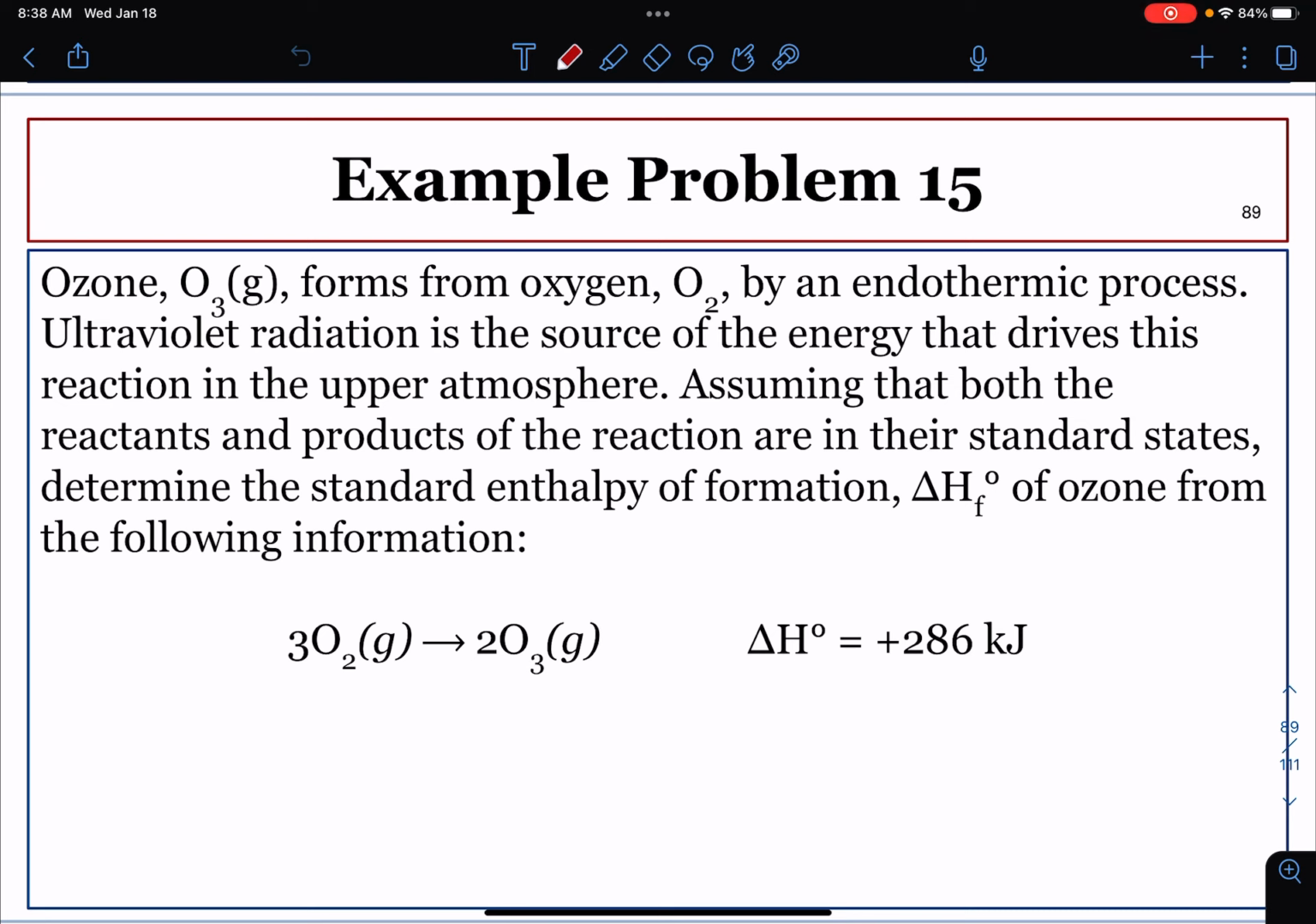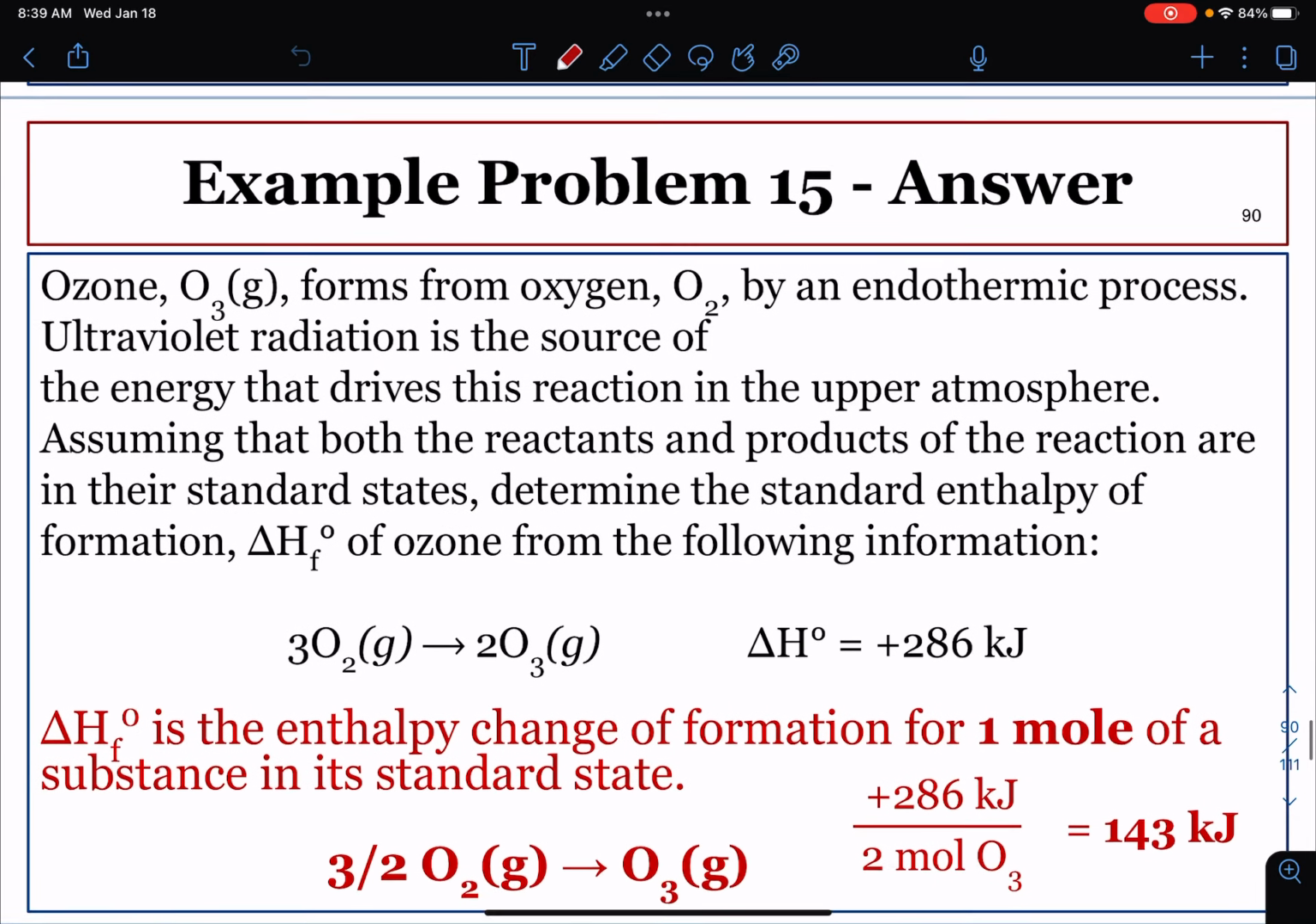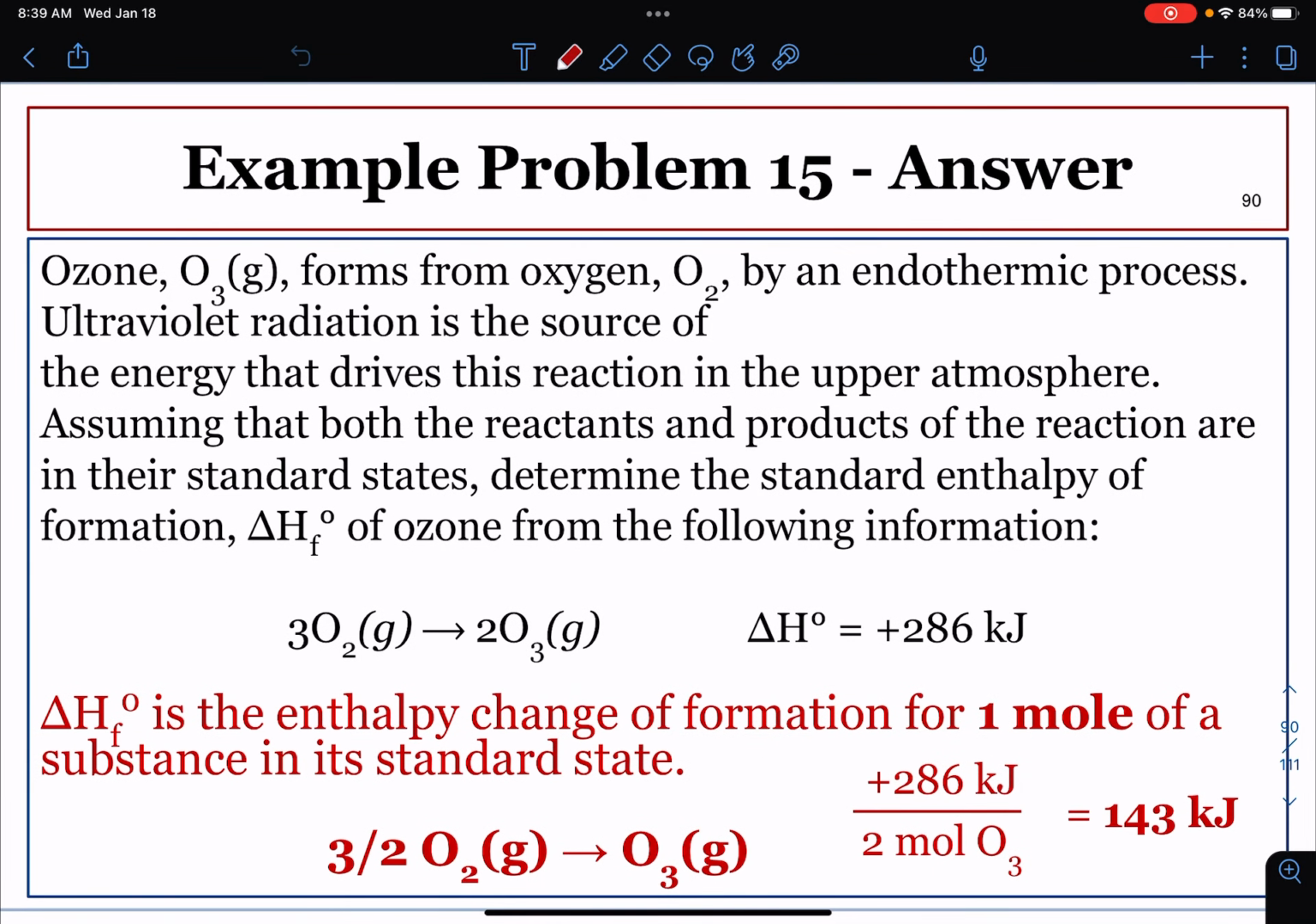Here we have a balanced chemical reaction and a delta H. What do we need to change, if anything, in order to make this a delta H of formation? Well, delta H of formations are for only 1 mole of product. In our original chemical reaction, we have 2 moles of product.